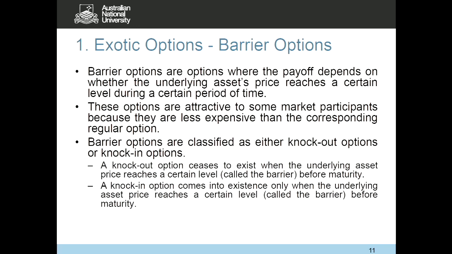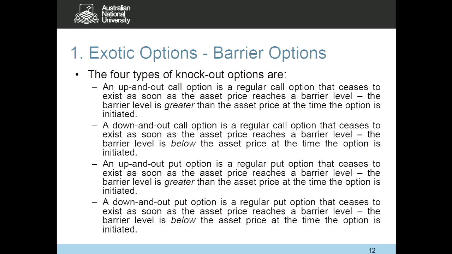Okay, another type of exotic option is the barrier option. There are two types of barrier option: the knockout option and the knock-in option. First, let's have a look at the knockout option. There are 4 types of knockout option. For example, with the first one, the up and out call option, this call option is alive at the beginning, just like any other normal call option, and it gives you the right but not the obligation to purchase the underlying assets. But if the underlying asset price reaches a certain level, then this option would cease to exist. Basically, this option would die.